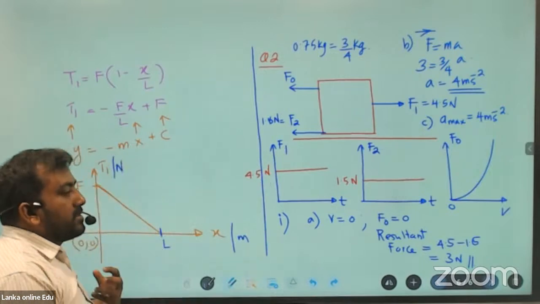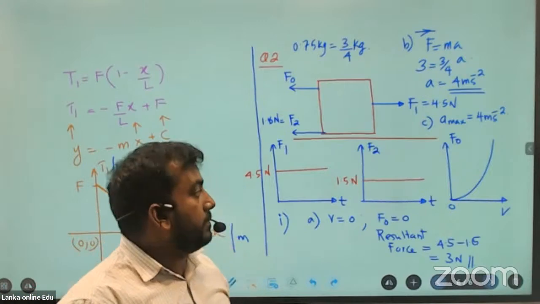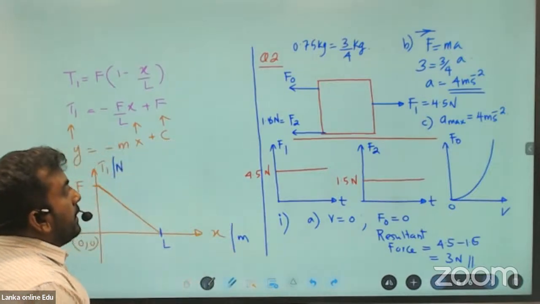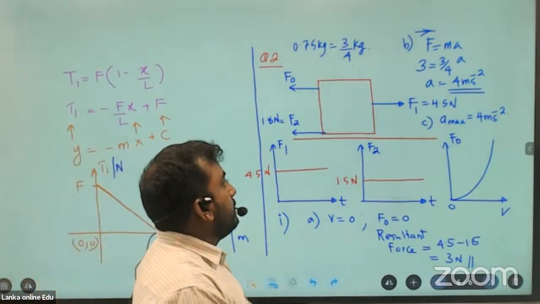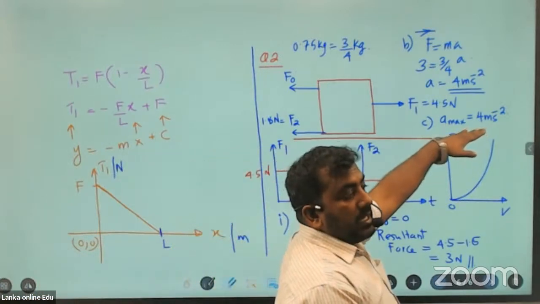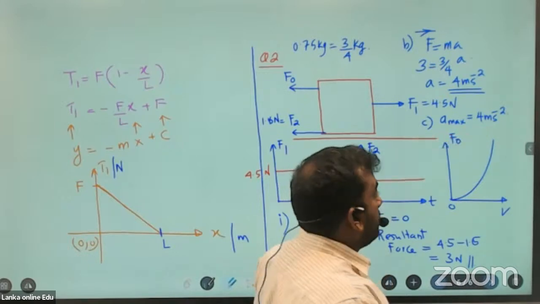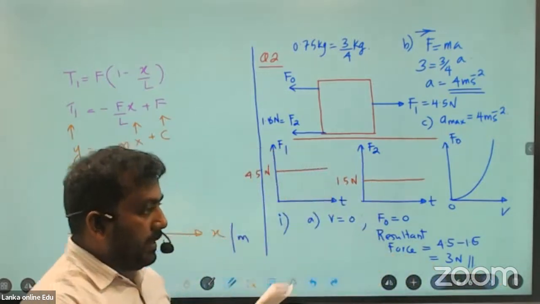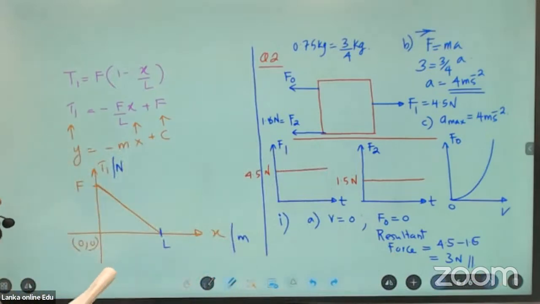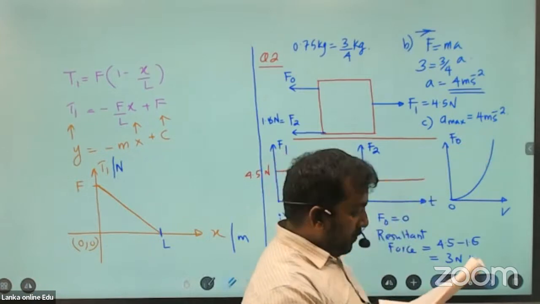The resultant force will be maximum initially, when t equals naught. So here you go: 4 m/s².